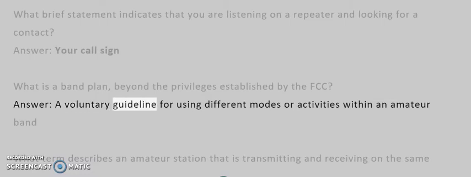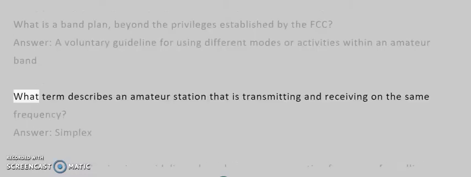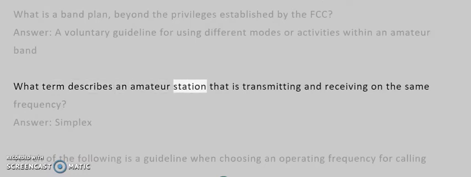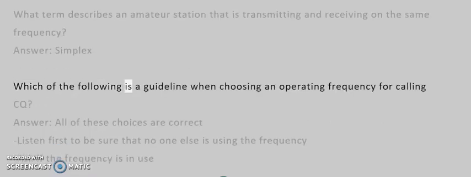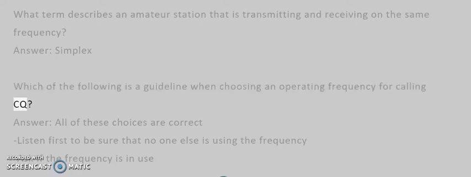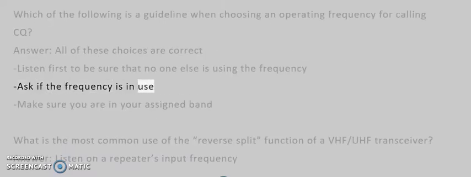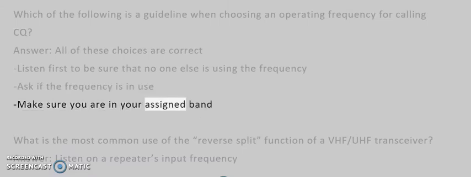Answer, a voluntary guideline for using different modes or activities within an amateur band. What term describes an amateur station that is transmitting and receiving on the same frequency? Answer, simplex. Which of the following is a guideline when choosing an operating frequency for calling CQ? Answer, all of these choices are correct. Listen first to be sure that no one else is using the frequency. Ask if the frequency is in use. Make sure you are in your assigned band.